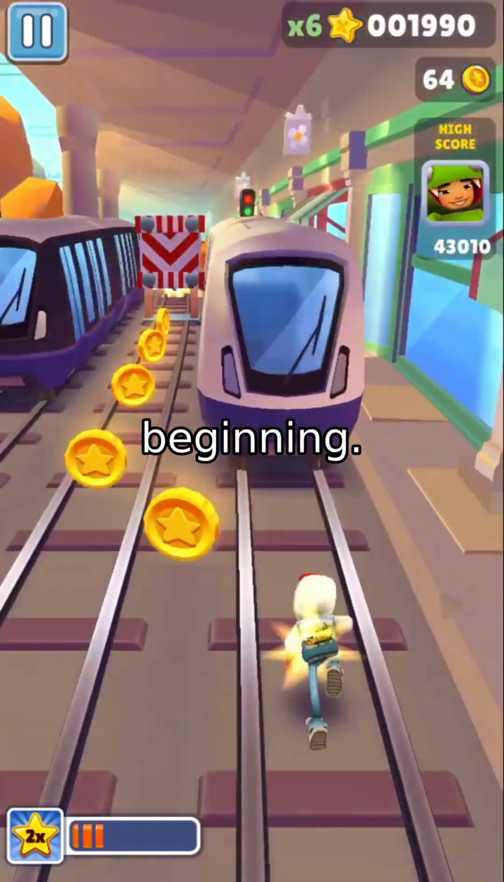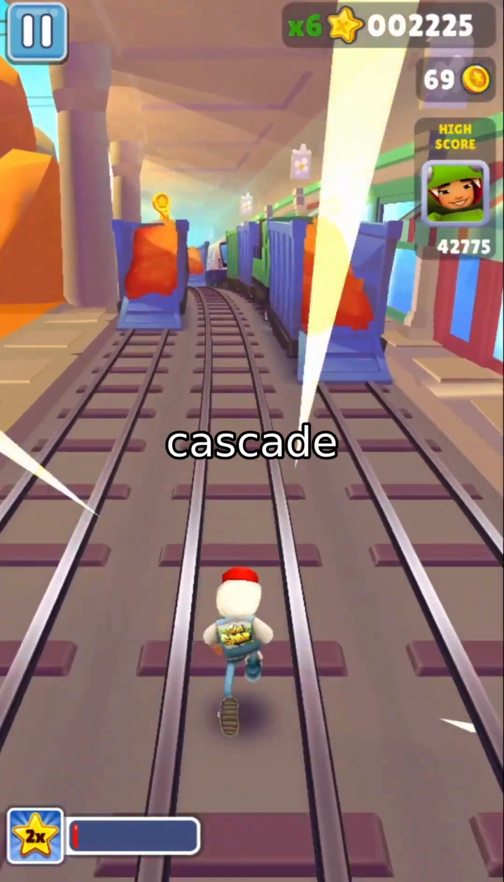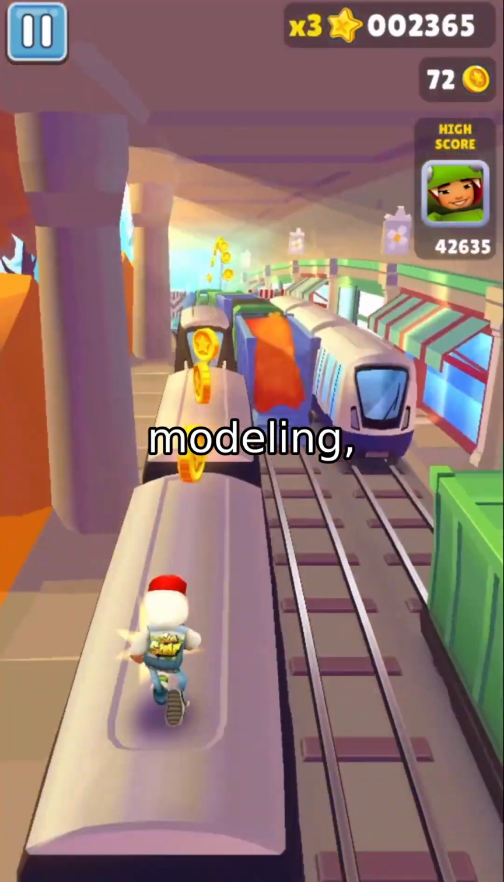And sampling is just the beginning. The techniques we're seeing here will cascade into optimization, generative modeling, and beyond.